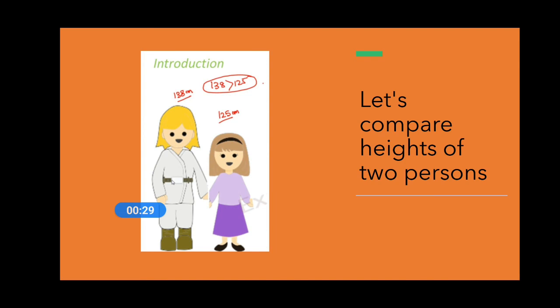Okay, let's start with the comparison of heights of two persons. If I am given the height of two persons, say one is having height 138 centimeter and the other one is 125 centimeter, you can easily say 138 is greater than 125.